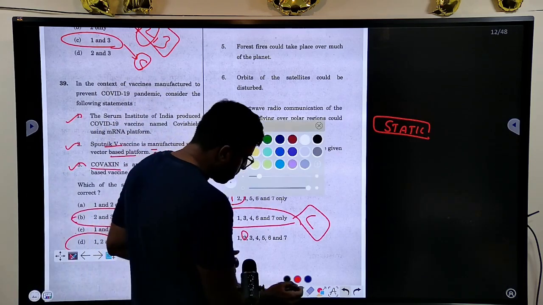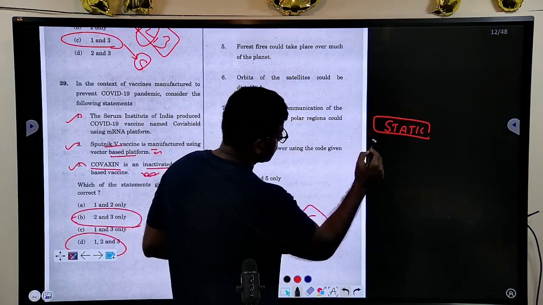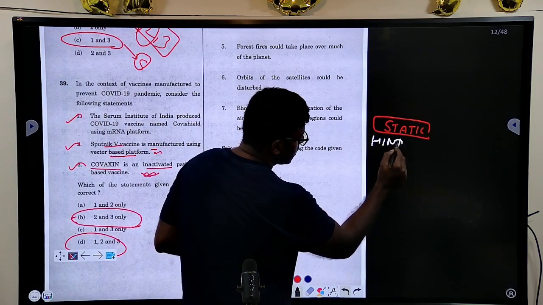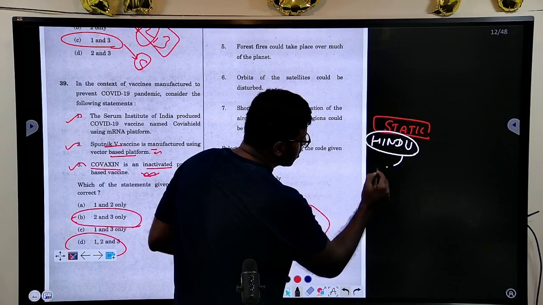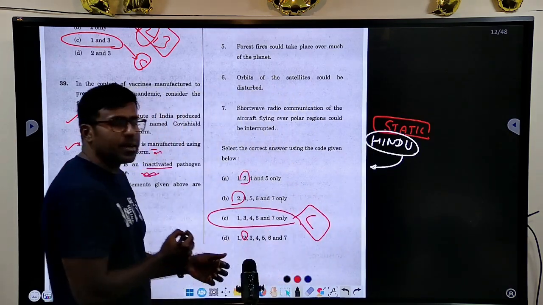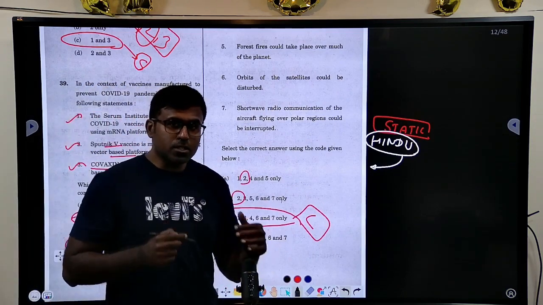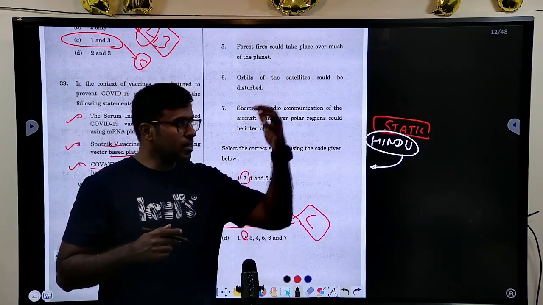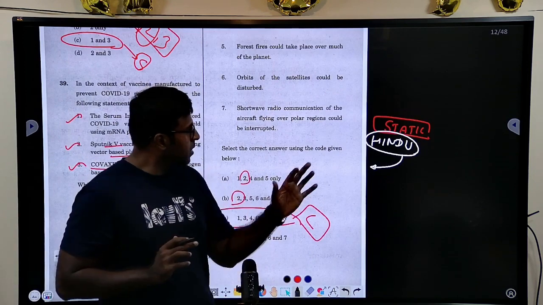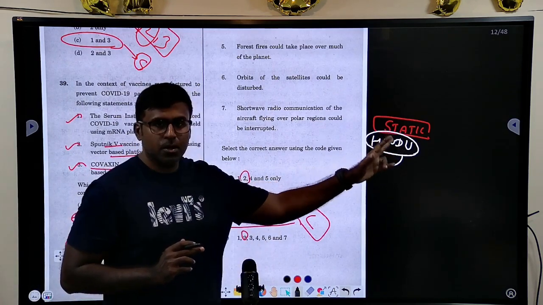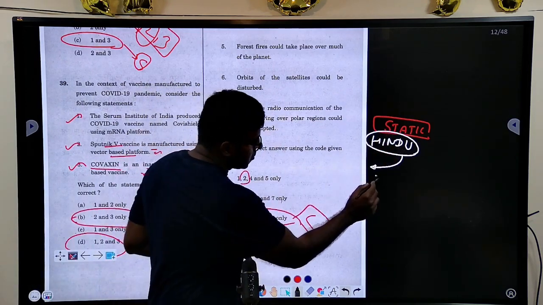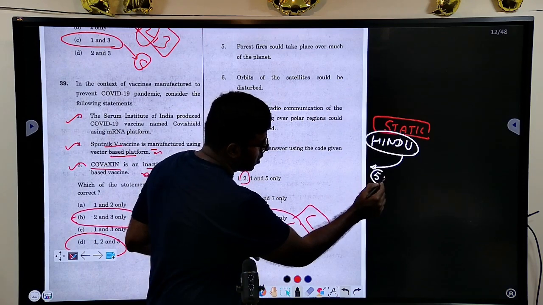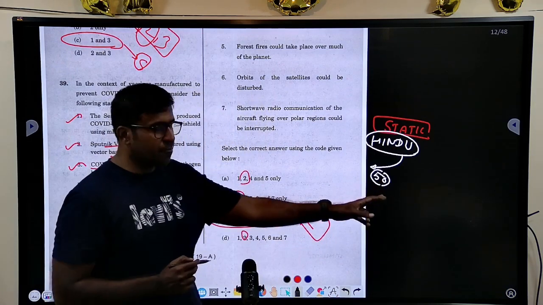Then read the newspaper. Then go into the examination hall, interpret and write these answers. Instead of worrying about whether that question will come, this question will come, think in this fashion. Your cutoff range is 50. My job is to get 50. You will definitely get 50.